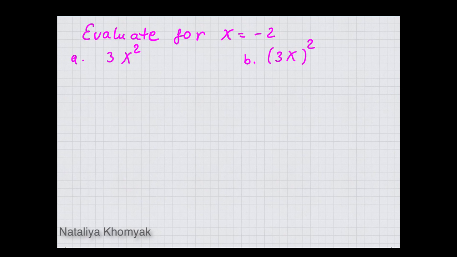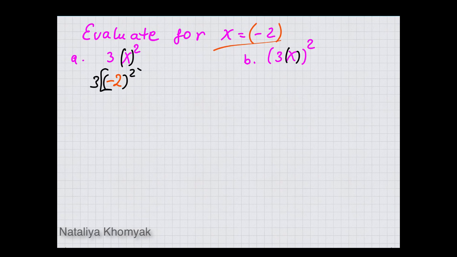Evaluate for x equals to negative 2, a, 3x to the second, and b, 3x to the second. So the first thing is, instead of x, I'm going to put parentheses. So first expression is 3 to the second. Then I'm going to plug in negative 2 instead of x. So where x used to be, we're going to write down negative 2. And then we need to simplify.